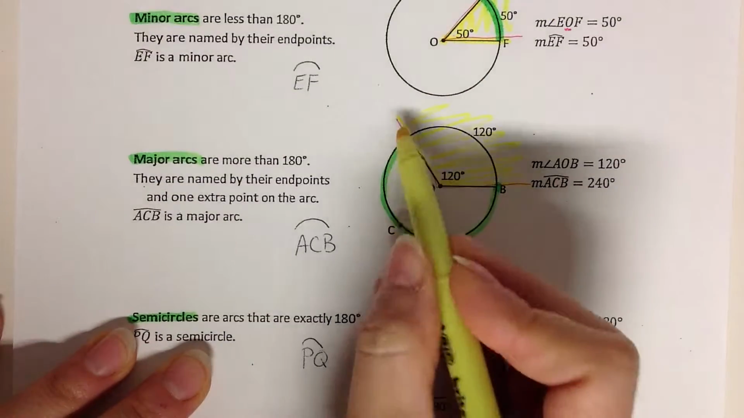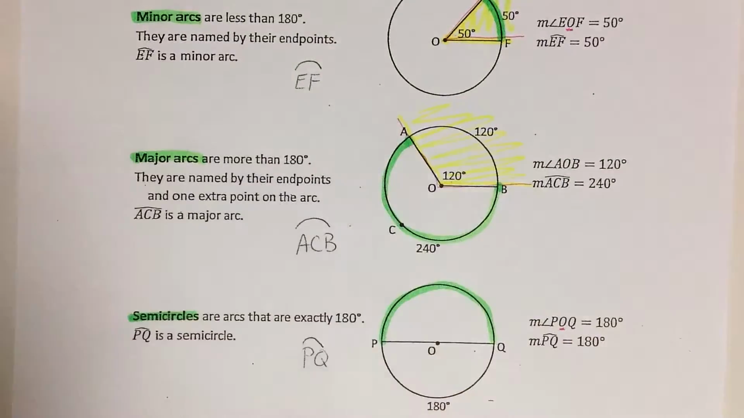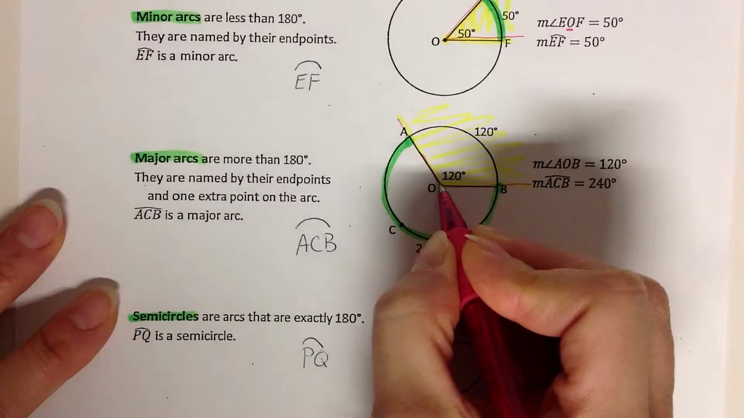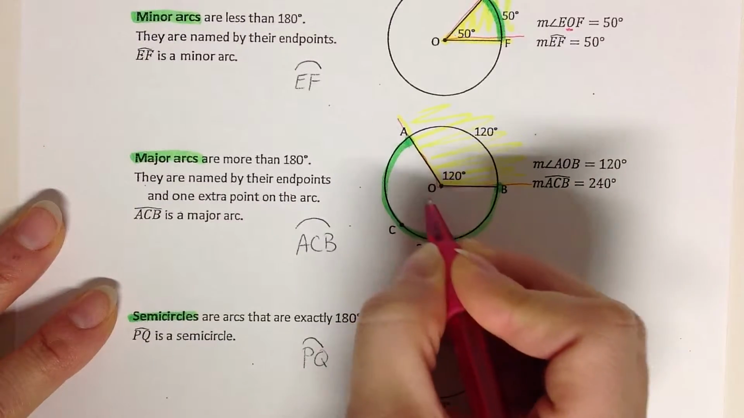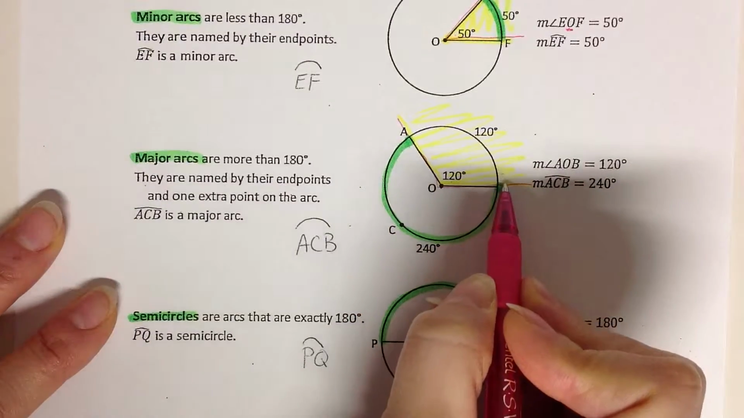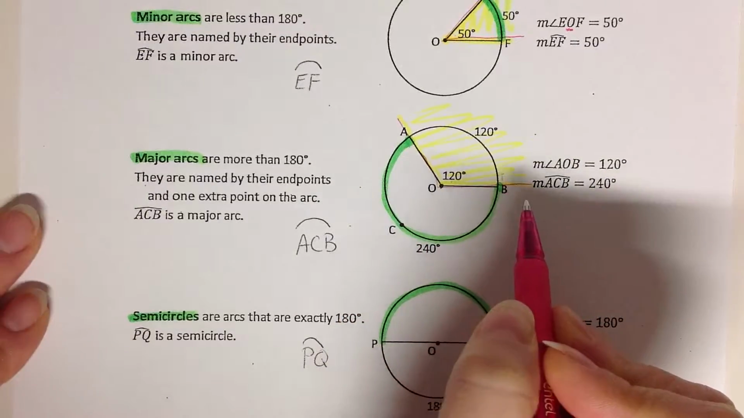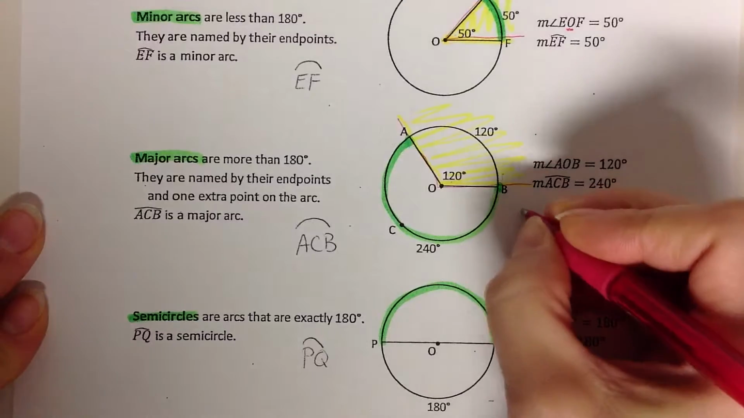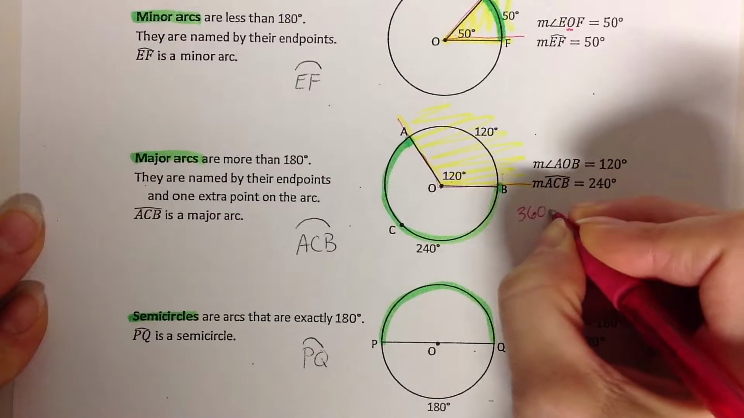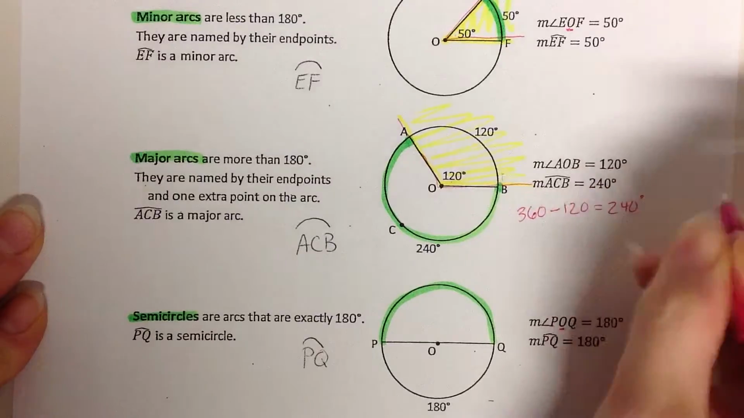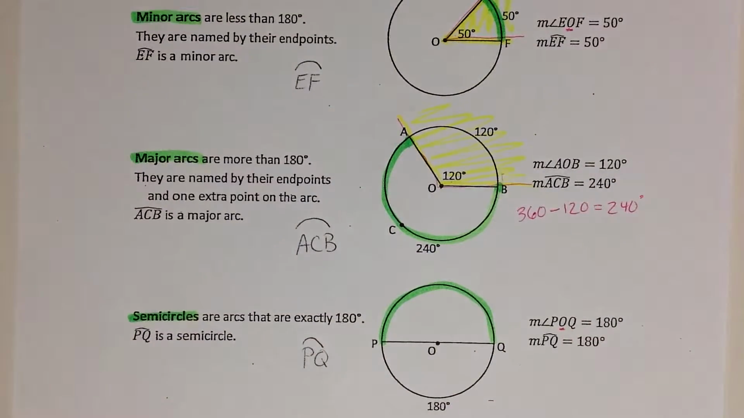So then, what about the rest of the circle? We used this a little bit in the last unit, the problem solving of the measurement around a given point. That's 360. Or you can think of it as around a circle is 360 degrees. So I'm going to do 360 degrees and I'm going to subtract 120. And that's how I would get the major arc of 240. Alright, and then the semicircle again, that's just 180.